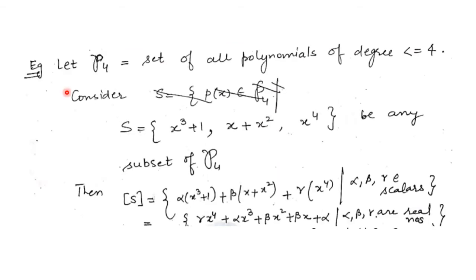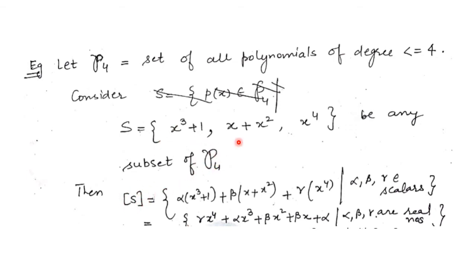One more example. Let's suppose P4. What is this P4? This means the set of all polynomials of degree less than or equal to 4. Now you consider any subset of P4. So let's suppose set S has these three elements: x cube plus 1, x plus x square, and x to the power 4. Let's suppose this S is a subset of P4, then what will be the span of the set S?